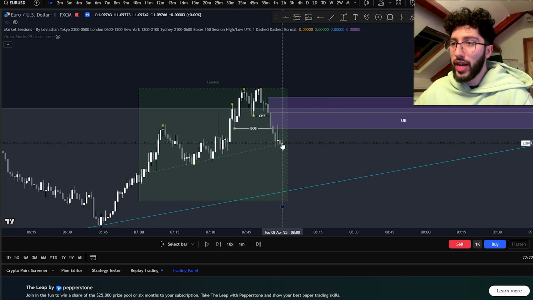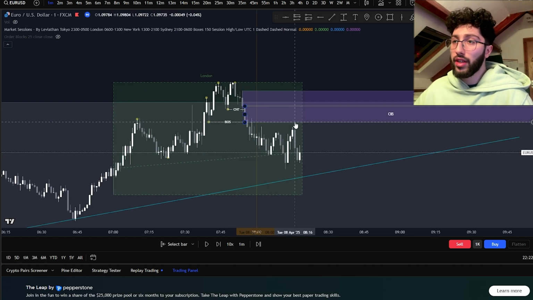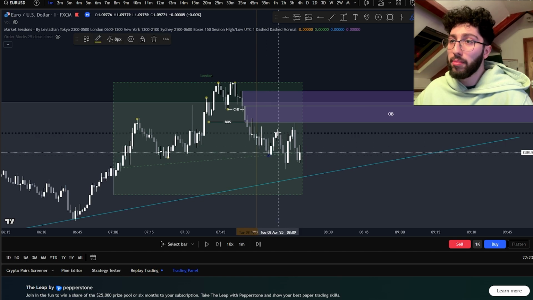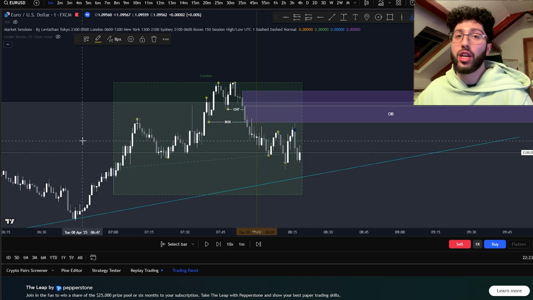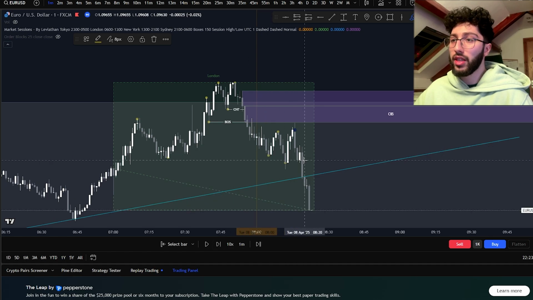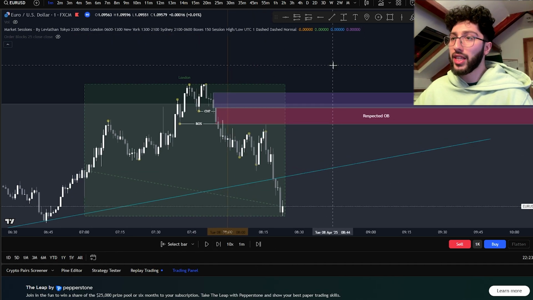So now that it's hit 8 o'clock, I'm waiting for it to tap into either one. At 8:16, it tapped me into my order block. I used the highlighter again, marking out lows and highs. And for me to know if this is actually a respected order block, I needed to break a new low. What happens? It breaks a new low. It breaks past this line. So I mark this off as a respected order block.